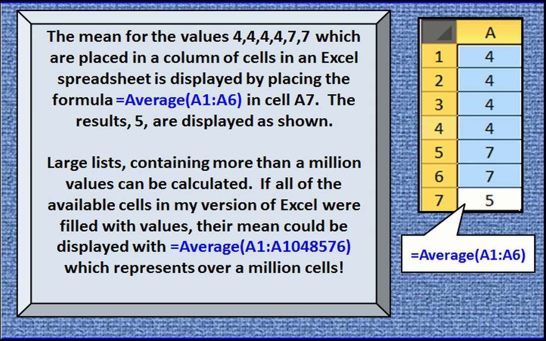Large lists containing more than 1 million values can be calculated. If all of the available cells in my version of Excel were filled with values, their mean could be displayed with the formula equals average and the range A1:A1048576, which represents over 1,000,000 cells.